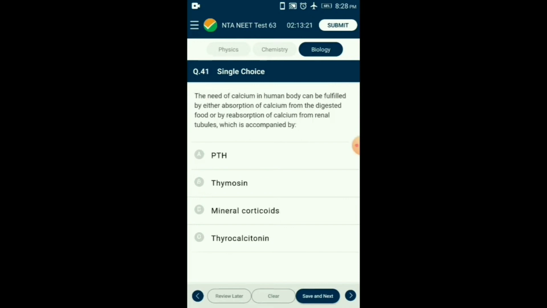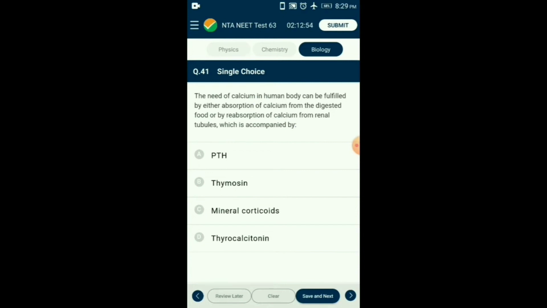Question number 41. The need of calcium in human body can be fulfilled by either absorption of calcium from the digested food or by reabsorption of calcium from renal tubules, which is accompanied by thymosin. Thymosin is produced by the thymus gland and triggers the creation of T cells, which are used by the immune system to fight disease.